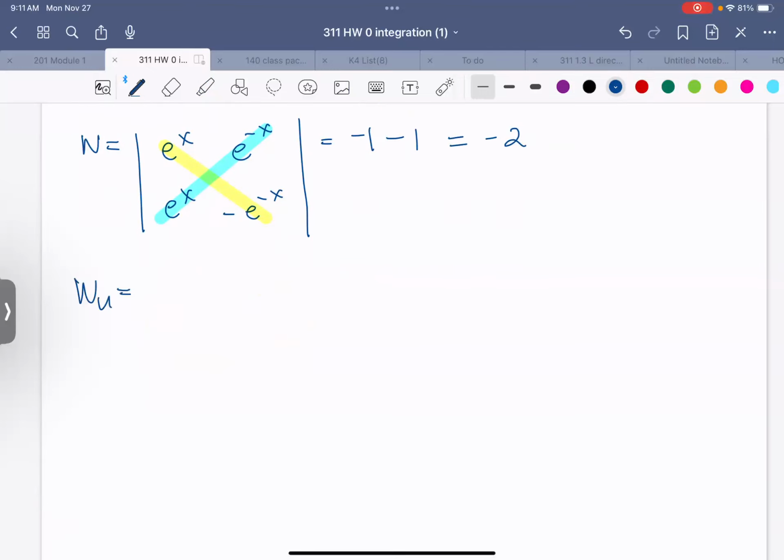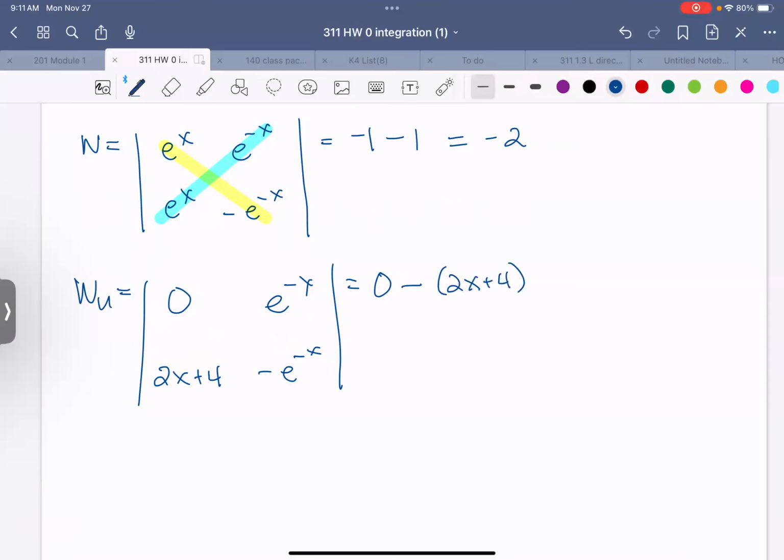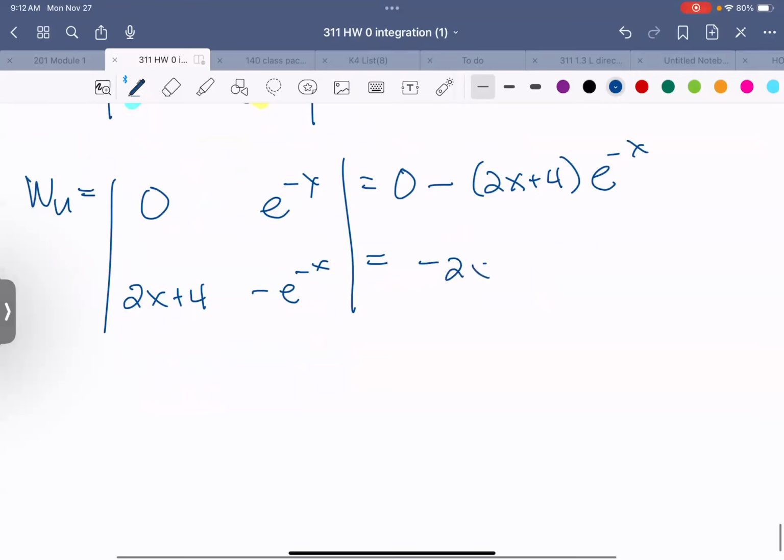Then when we find WU, I'm replacing the first column with 0 and whatever the function was. So 2x plus 4, e to the minus x, and negative e to the minus x. The determinant there is going to be 0 minus, let's see, 2x plus 4 times e to the negative x. So that's going to give me negative, and I'm going to leave it like that and see what happens. No, you distribute yours, so we'll all do it similarly. So it's going to give me negative 2x e to the minus x minus 4e to the minus x.